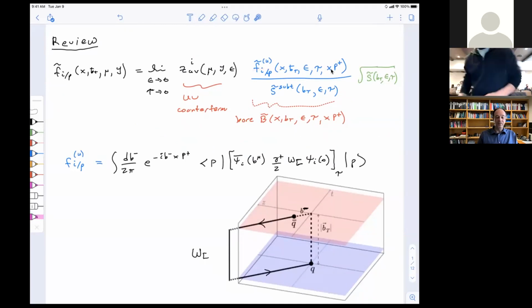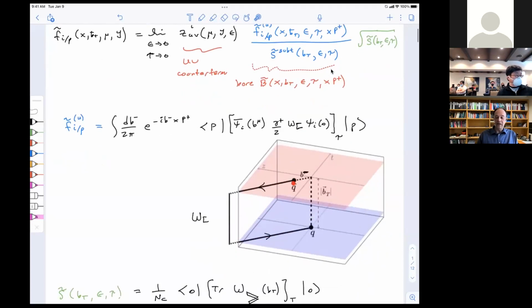So here, this numerator, which should have a tilde on it, is given by this matrix element of quark fields connected by a staple Wilson line. So you think about this picture, and there's a staple, it goes off to infinity and backwards in time to minus infinity. And it connects the two quarks at different space-time points, separated by a transverse distance b_T and also a distance along the light cone, b minus.